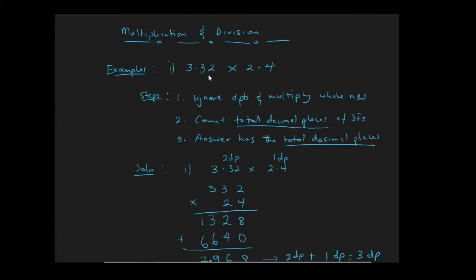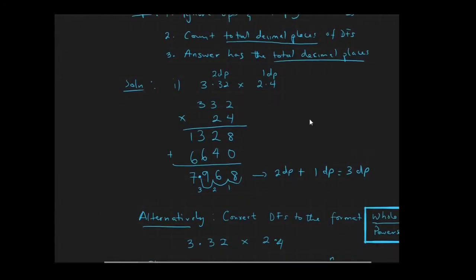So in this example, we have 2 decimal places and then 1 decimal place. So total means 3 decimal places. And the answer will have that number of decimal places. So let's see an example. 3.32 times 2.4. So we'll arrange the numbers vertically like this without any point, and then multiply them.